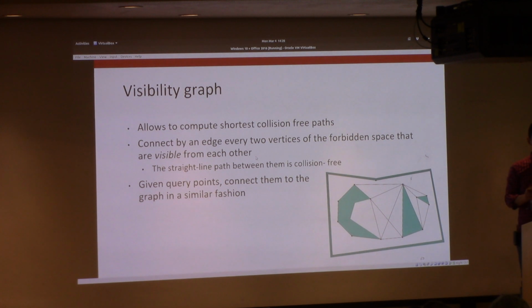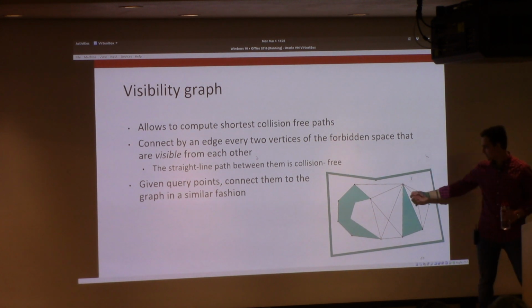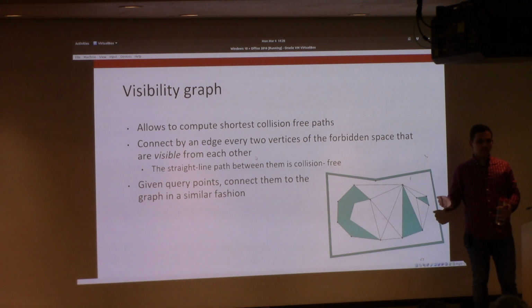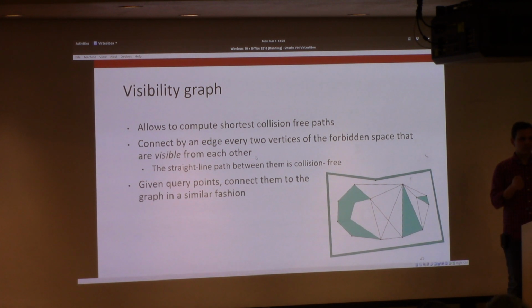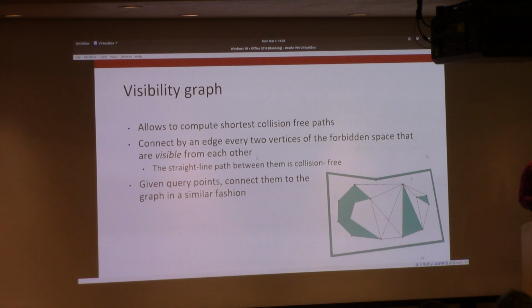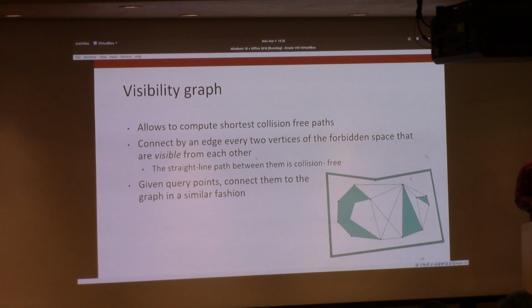This will guarantee a graph that contains both the edges of the visibility graph and edges connecting to the initial and the goal vertices. Okay? What is the next step? Find the shortest path over the discrete graph. Okay?